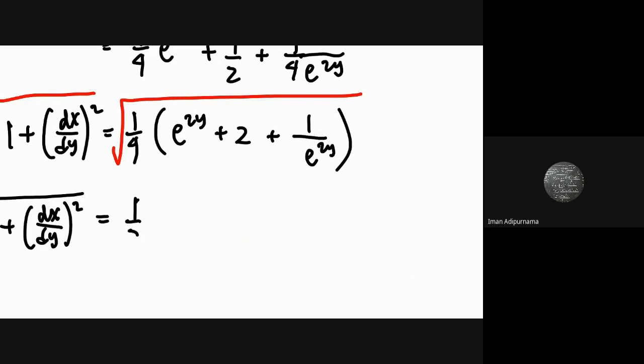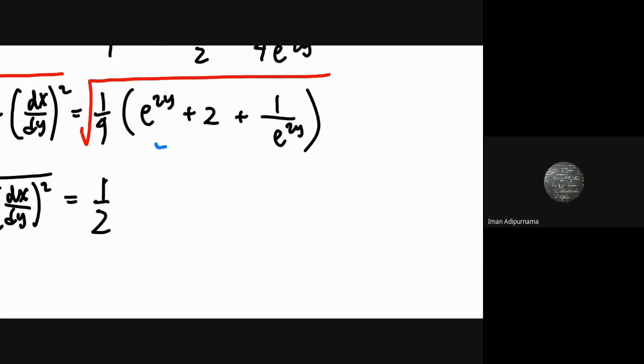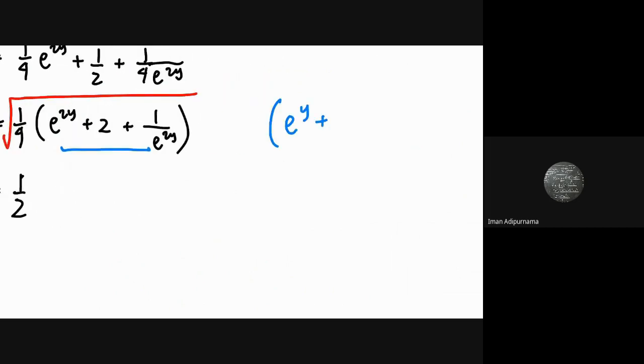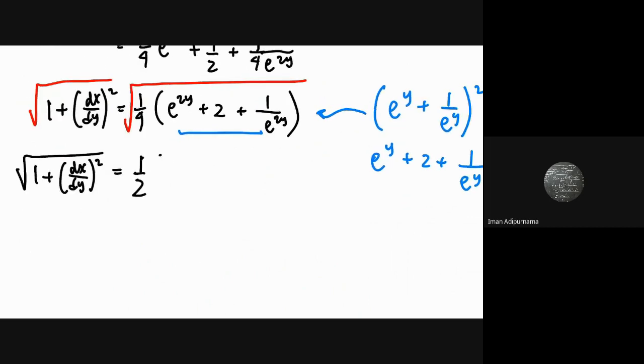This will be half. And the inside, if you look at it closely, turns out to be a perfect square, this is precisely the same thing, right? So when we take the square root, we can write down that this is e with power of y plus e with power of negative y. Now this is the arc length.